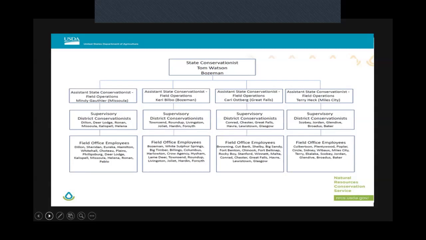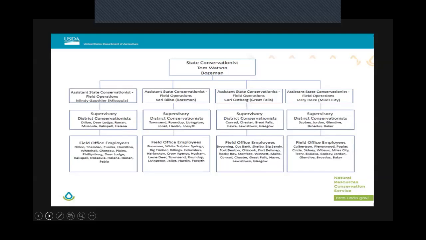They supervise that area. They work directly under Tom, and then they supervise those district conservationists. They are who you need to be getting a hold of in conjunction with your district conservationists if you have any issues or challenges, and really keeping them in the loop.